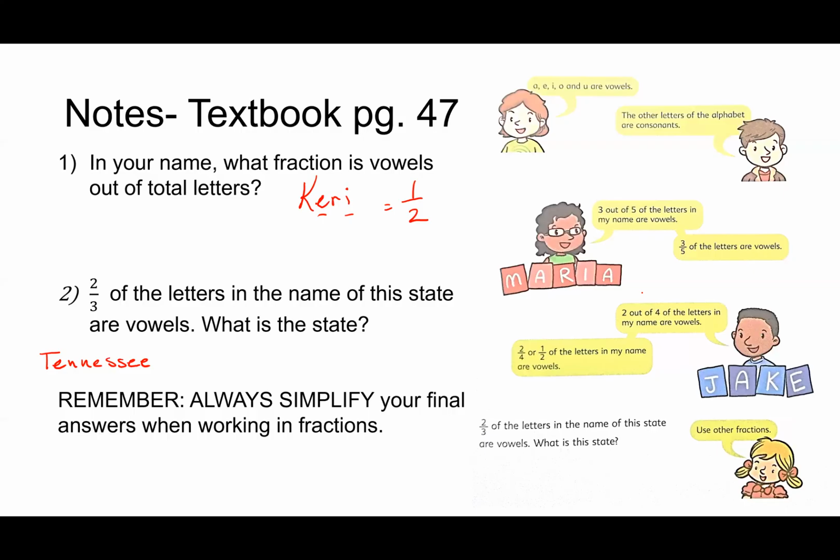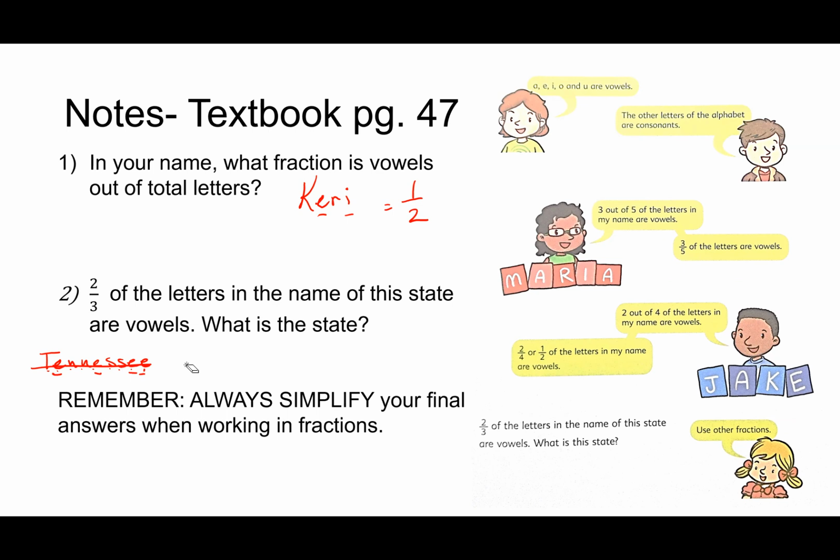One works. All right, we've got 1, 2, 3, 4 out of 1, 2, 3, 4, 5, 6, 7, 8, 9 letters. Does that simplify to 2/3? No, it doesn't. 4/9 can't be simplified. All right, so not Tennessee. Do we have another one that we can try? It's gonna be 3/4.